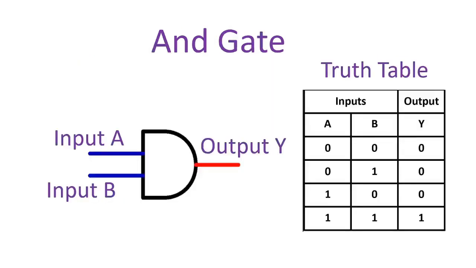And the AND gate behaves according to a truth table. The output of the AND gate is 1 if both inputs A and B are 1. Otherwise, it's 0. If we look at the truth table: input A is 0, input B is 0, output is 0. Input A is 0, input B is 1, output 0. Input A is 1, input B is 0, output 0. Input A is 1, input B is 1, output is 1.